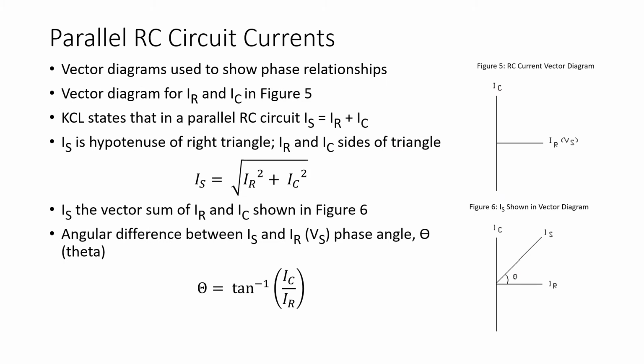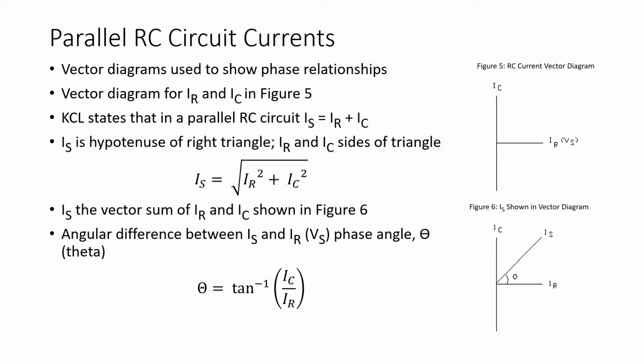Now, it's difficult to illustrate this phase relationship between the capacitive current and the resistive current by sketching the sine waves. So we use a vector diagram to illustrate this phase relationship. Referring to the vector diagram of Figure 5, we see that the resistive current and the source voltage are placed at 0 degrees on the vector diagram. This is our reference point. And the capacitive current, IC, is placed at positive 90 degrees.